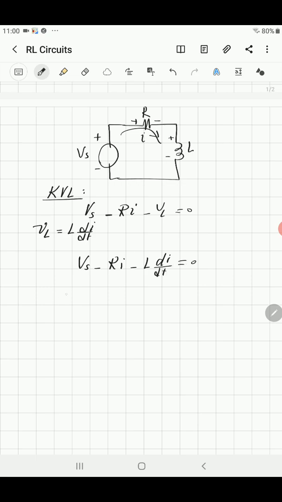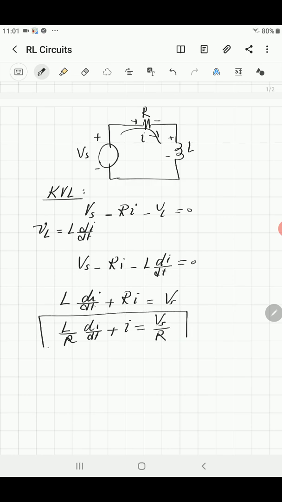Let's arrange this equation. L dI by dt plus RI equals VS. It's a differential equation, but not in a standard form. Why? Because I has something in front of it. It has to have coefficient one. So divide everything by R. So you have L divided by R, dI by dt plus I equals VS by R.